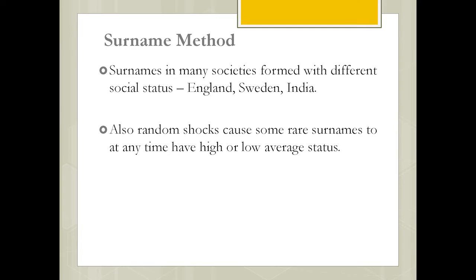What can we do with surnames that might give us some different insight into this process? It turns out that surnames in many societies are formed with different initial social status. In England, surnames are mostly formed by the late Middle Ages. At that time, surnames that indicated a place are of much higher status than surnames that are just patronyms. So if your name is Rochester or Berkeley, you're typically a much higher status person than if your name is Johnson.